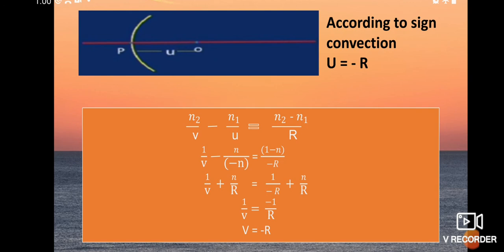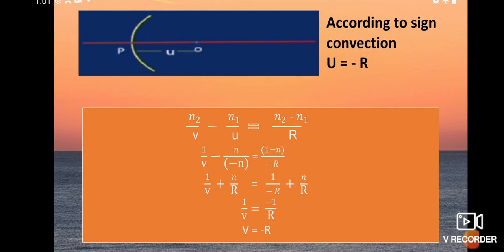Here the light ray is entering from the denser medium to the rarer medium. So n2 is taken as air, that is value 1, and n1 is the denser medium, taken as n. So 1 by v minus n by, here u is minus r, is equal to n2, that is 1, minus n by r, where r is taken as minus r.